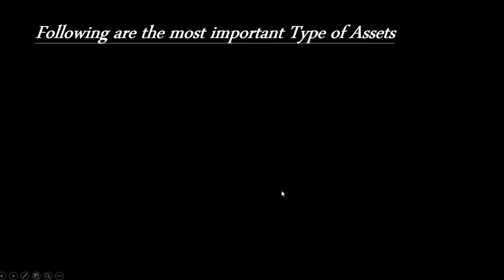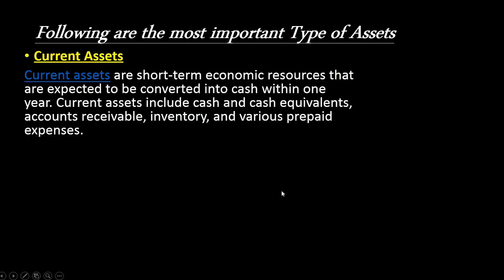Following are the most important types of assets that we will discuss in this video. First of all, we will talk about current assets. Current assets are short-term economic resources that are expected to be converted into cash within 1 year. Current assets include cash and cash equivalents, account receivable, inventory, and various prepaid expenses.